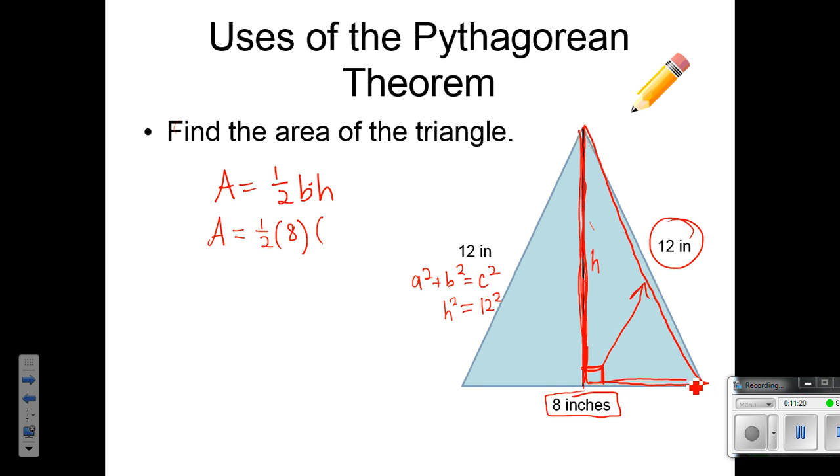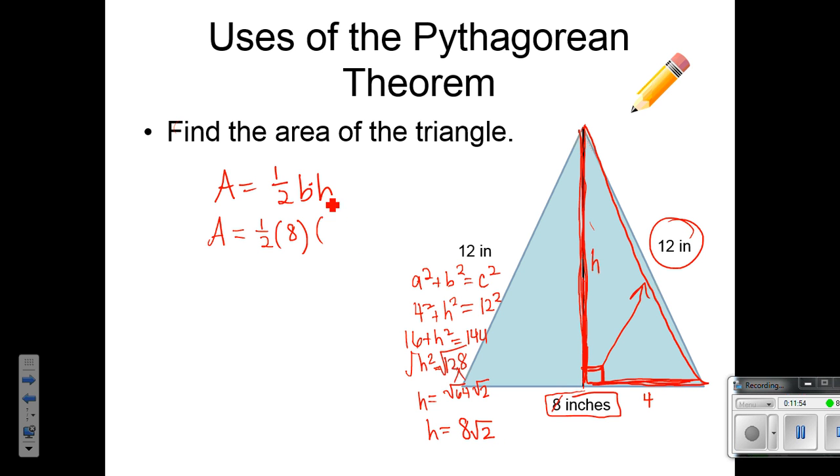And then what would this side be? Well, this side would be half of 8, which would be 4. So then that would be 4 squared. So 4 squared is 16 plus h squared is 144. Subtract 16 on both sides, and we get 128, the square root of both sides. Remember, we want it simplified. So the square root of 128, the largest perfect square that goes into 128 would be 64 and 2. And the square root of 64 is 8 square roots of 2.